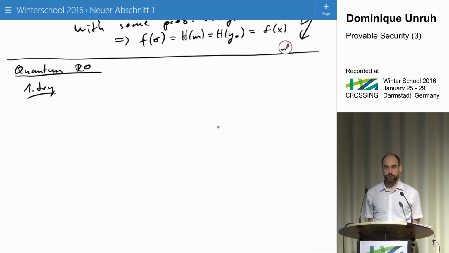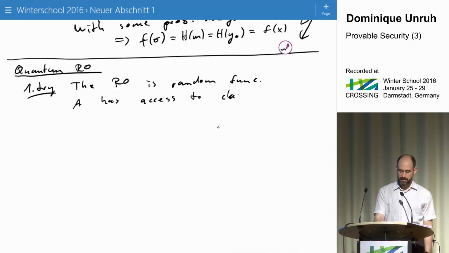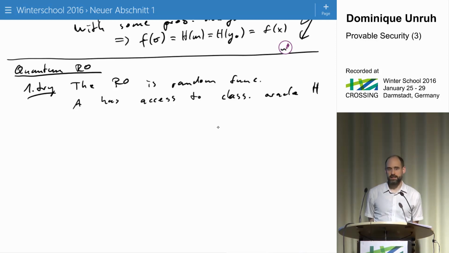So the first try one could do is say the random oracle is a random function as before, and the adversary has access to a classical oracle for H. So that means that the adversary can, for any value, measure some register, get the value x, and ask what H of x is. But he cannot compute it in superposition.